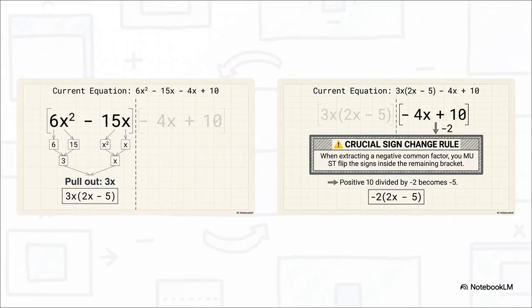Okay, so now our equation has 4 separate terms, which is perfect because we can group them into two pairs. Let's look at that first pair. 6x squared minus 15x. What's the biggest thing we can pull out of both? It's 3x, right? And that leaves us with 2x minus 5. Great. Now we're going to do the exact same thing for the second pair, negative 4x plus 10. But there's a really important rule we need to watch out for here.